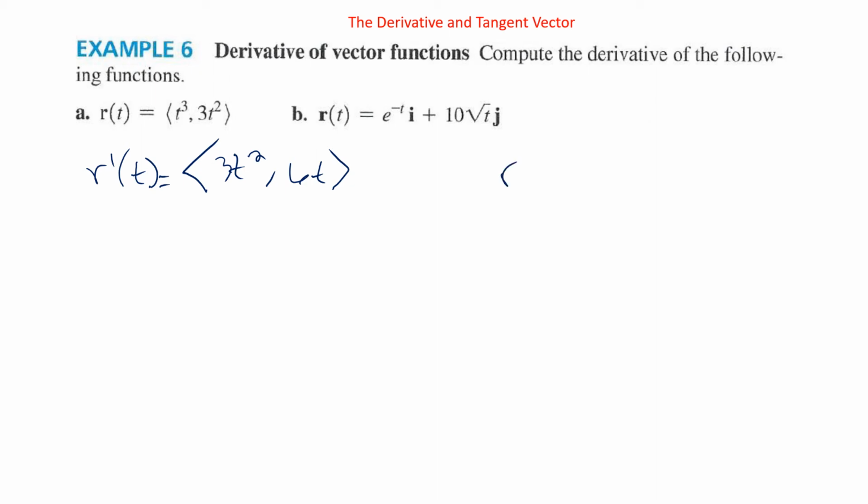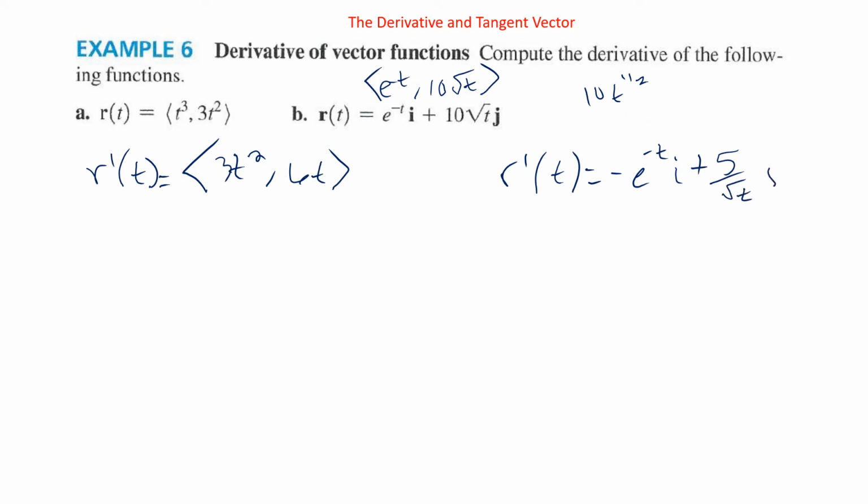For b, r prime of t will equal, and we could think of this as e to the negative t, comma, 10 root t. It's the same thing. Generally speaking, if it's given in the unit vector ij notation, I'd put the answer in that notation, probably because the problem will be easier at some point being in that notation, but also just to get used to it. The derivative of e to the negative t is negative e to the negative t times i, plus 10 root t. Well, root t, remember, is t to the 1/2, so that'll be 5 t to the negative 1/2, or 5 over root t, times j.